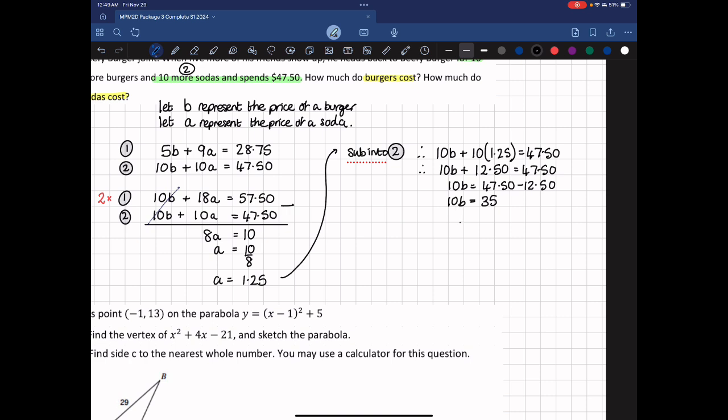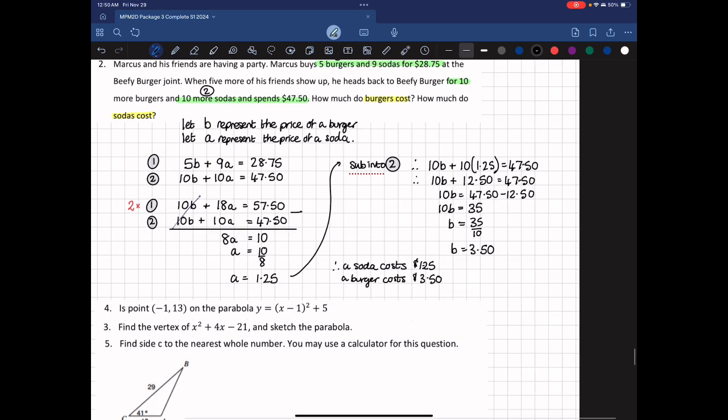So 10b is 35, so therefore b equals 35 divided by 10, which is 3.5, or 3.50 if we're doing dollar amounts. So therefore a soda costs $1.25, and a burger costs $3.50. All right, and that's it.